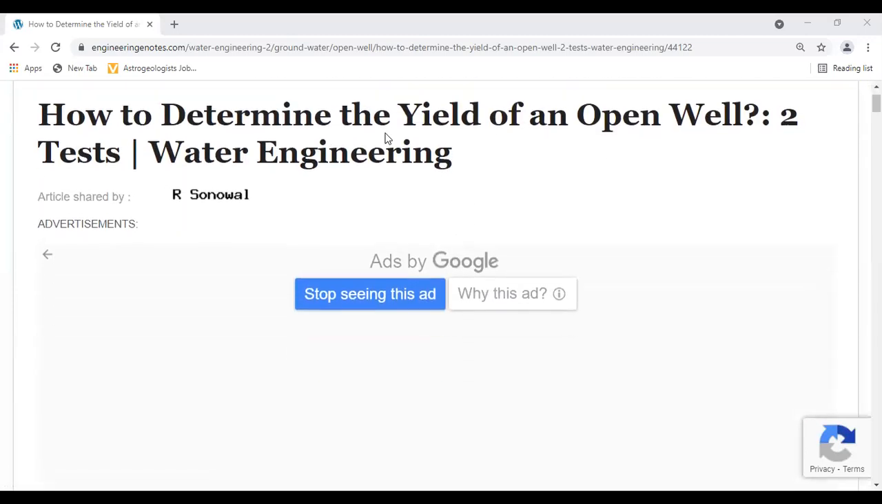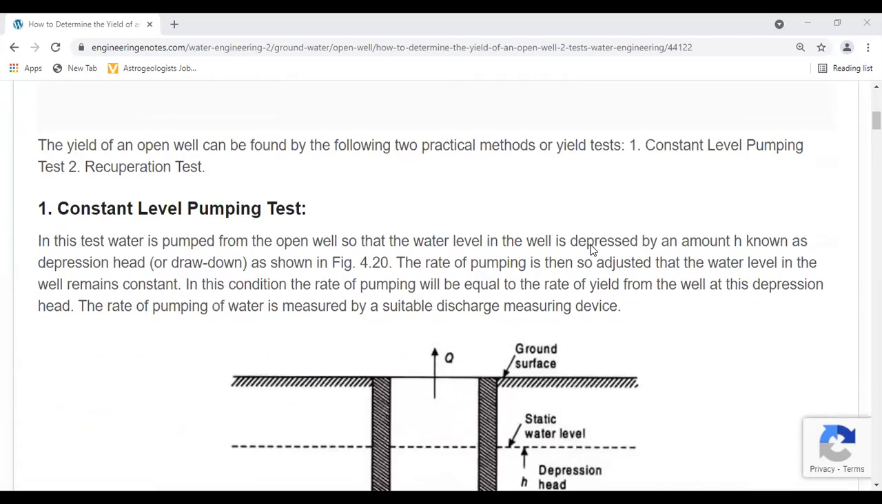How to determine the yield of an open well? The yield of an open well can be found by the following two practical methods or yield tests: number one is the constant level pumping test, and number two is the recuperation test.